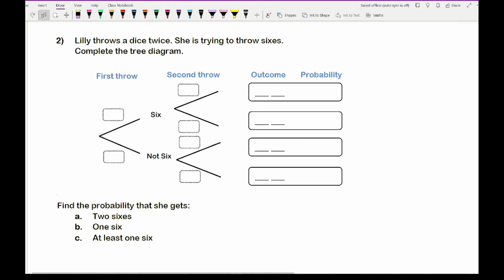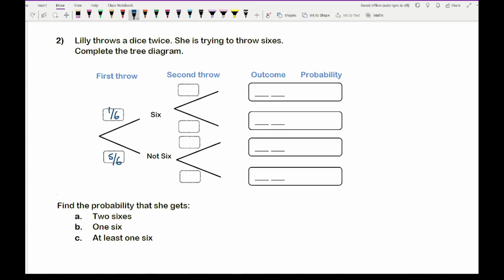Then moving on to question 2, it says that Lily throws a dice twice. She is trying to throw 6s, complete the tree diagram. So here, the probability of rolling a 6 is going to be 1 out of 6, and the probability of not a 6 is going to be 5 over 6.